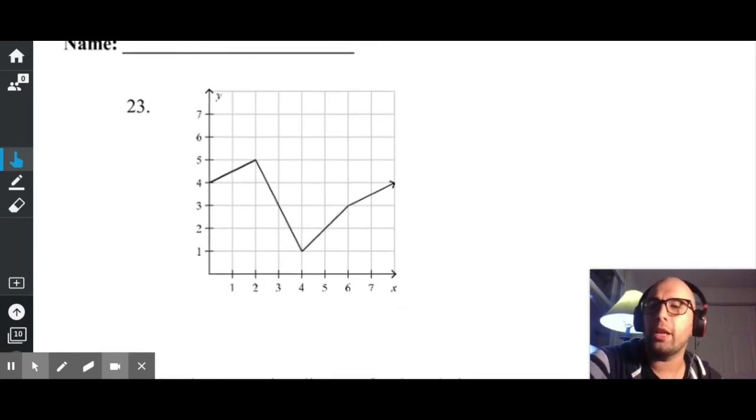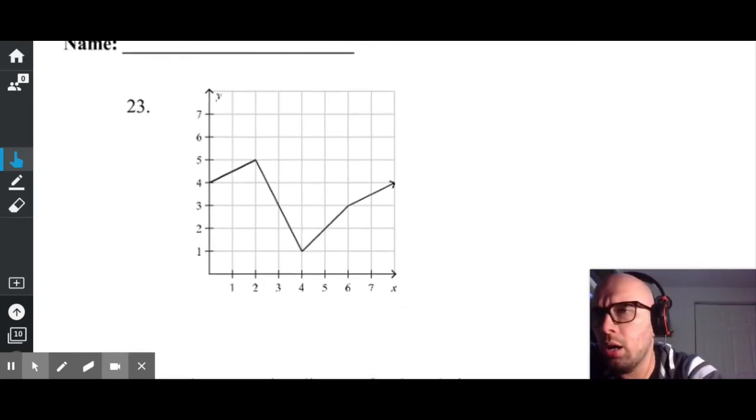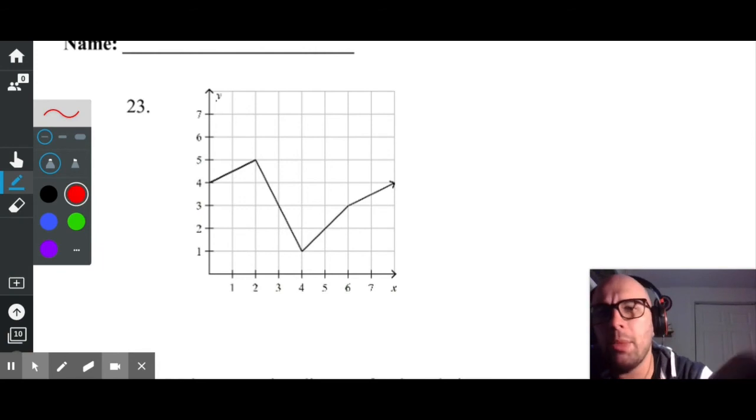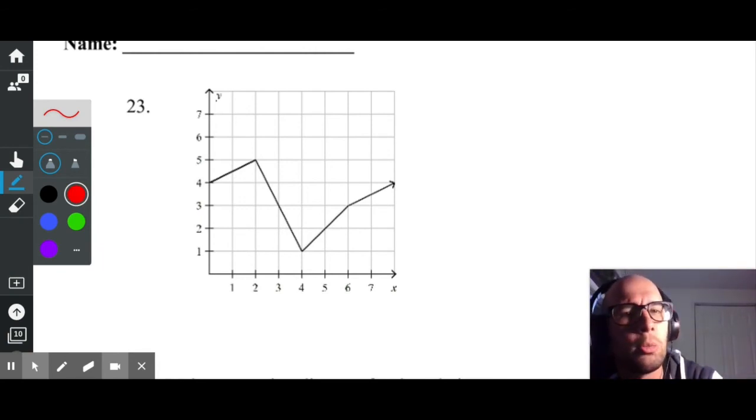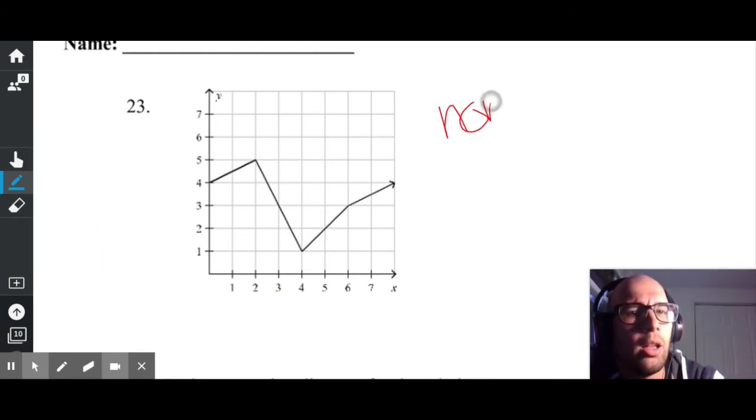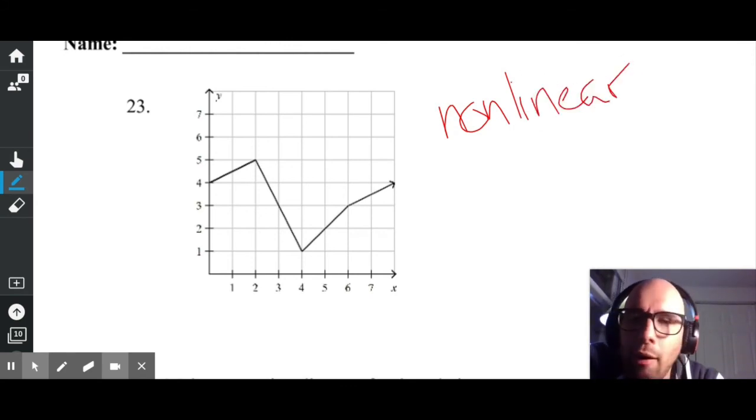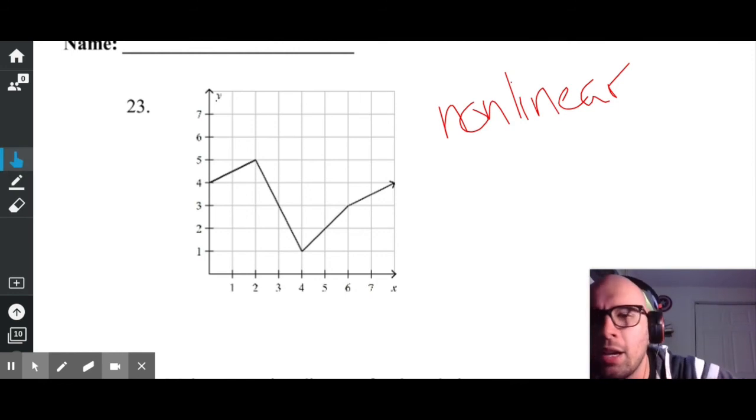All right, 23, last page. Is this linear? I'm not going to describe why because it's the same description as the last one, but it's nonlinear because it's not a straight line. So what do you want me to do? Explain it 1,000 times? I ain't.